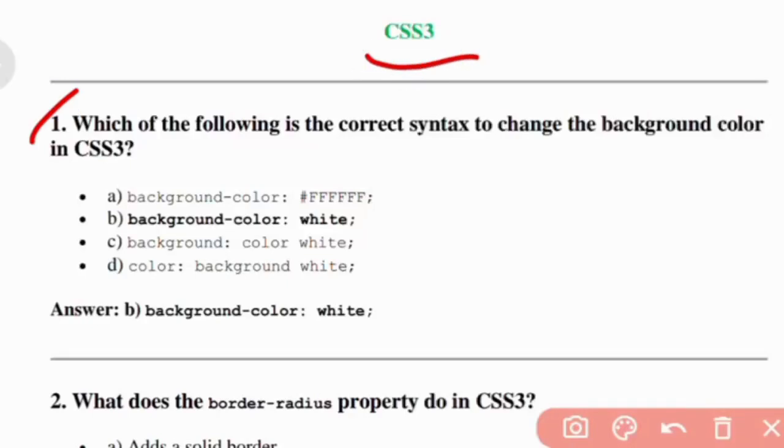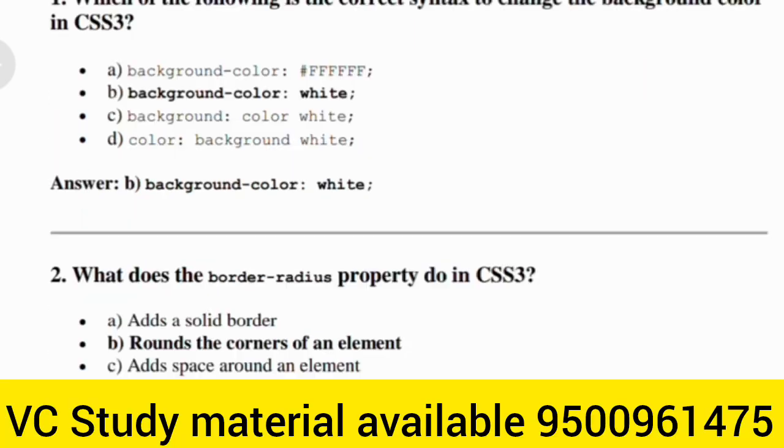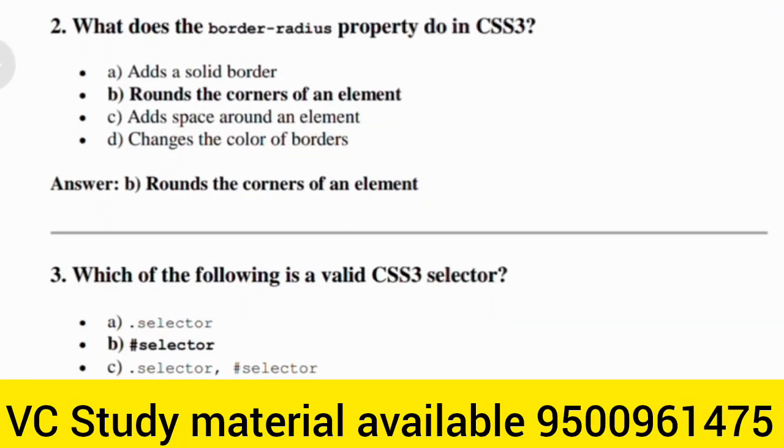CSS3. Which of the following is the correct syntax to change the background color in CSS3? Background color white. What does the border radius property do in CSS3? Rounds the corners of an element.